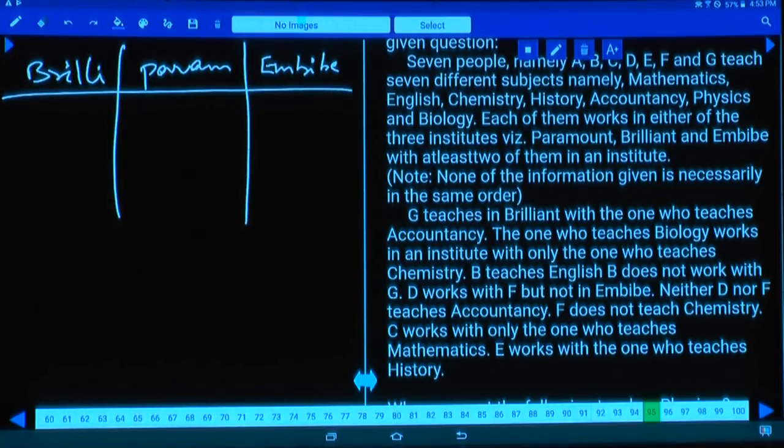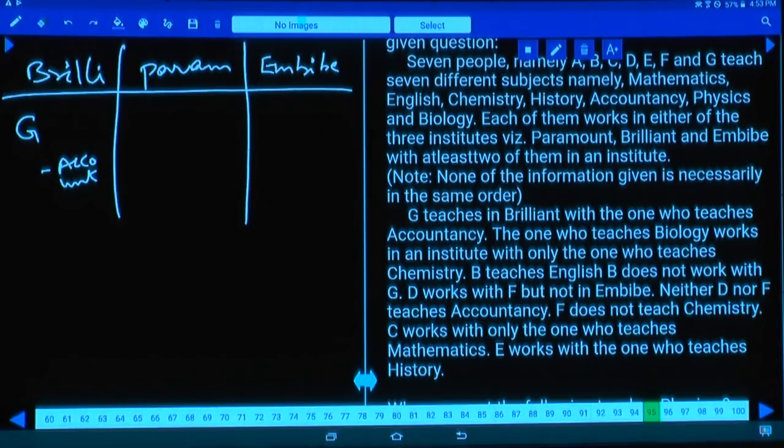Then G teaches in Brilliant. Now G teaches in what? In Brilliant, with the one who teaches accountancy. Now this G is teaching with the one who teaches accountancy in Brilliant. Then tell me how many persons are teaching in Brilliant? Only 2, or it could be more than 2? 2 or more than 2, isn't it? As of now, we cannot finalize this one.